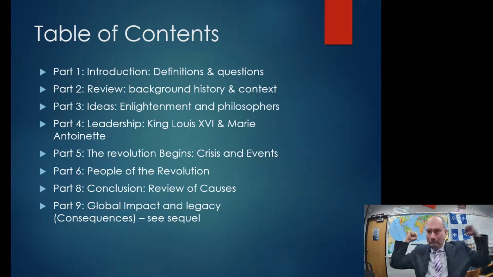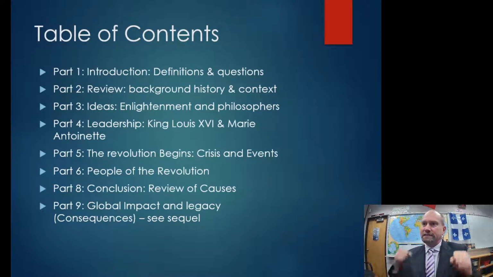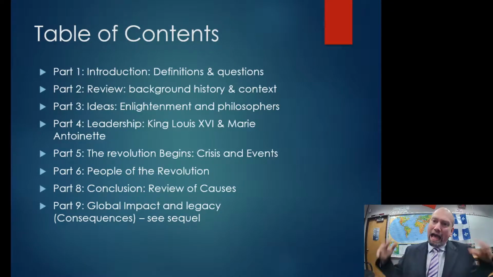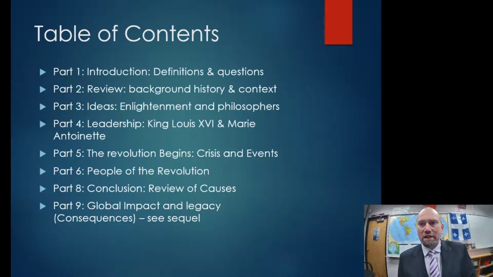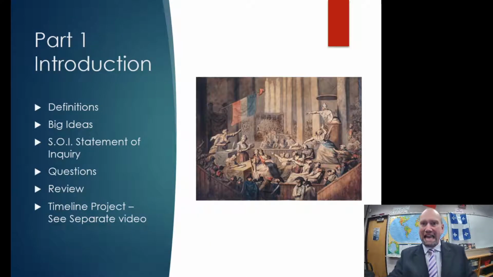Table of contents: Part 1, introduction, definitions and questions. Part 2, review, background, history. Part 3, ideas, Enlightenment, philosophers. Part 4, leadership, etc. Part 5, Revolution begins. Part 6, People of the Revolution. Part 8, Conclusion, review of the causes. And Part 9, that will be in another video. Here we go. Next slide.